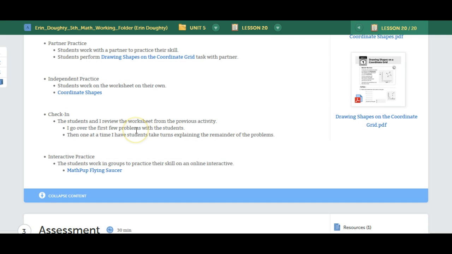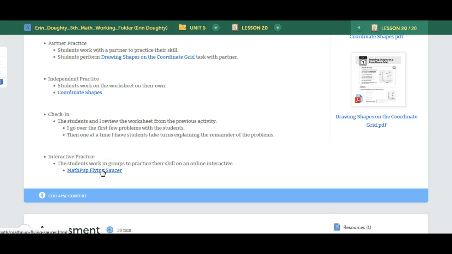The next day I check in with the students and we go over that coordinate grid and those two shapes that they did. I had students explain any strategies that they used in order to plot those points, and then after plotting, how did they determine what geometric shape it was and how to connect those points.